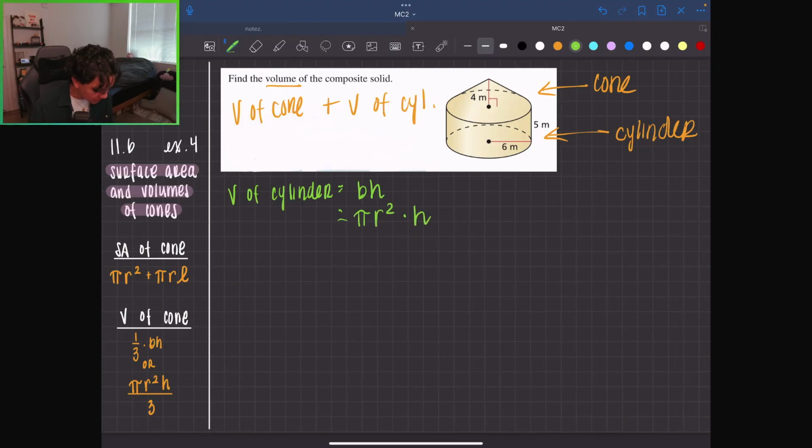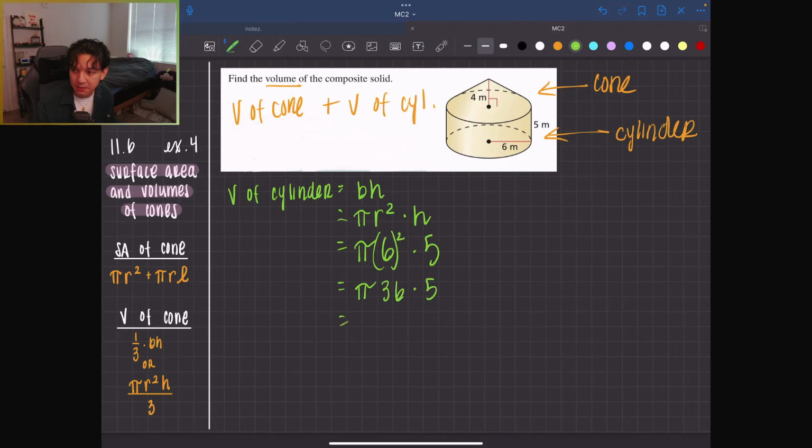All right, so let's go ahead and find out these values. Pi times the radius of the cylinder. The radius here is going to be 6 meters. So 6 squared times the height of the cylinder, up and down, 5 meters. So let's simplify this. 6 squared is going to give us 36 times 5.